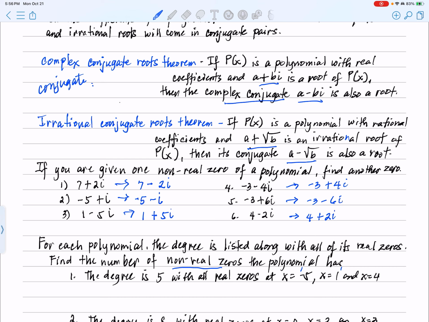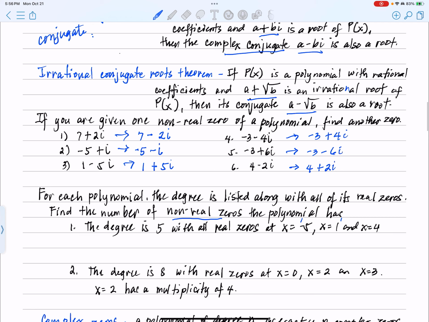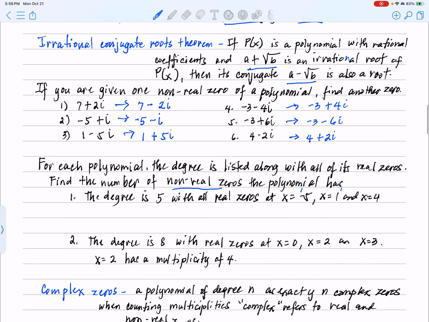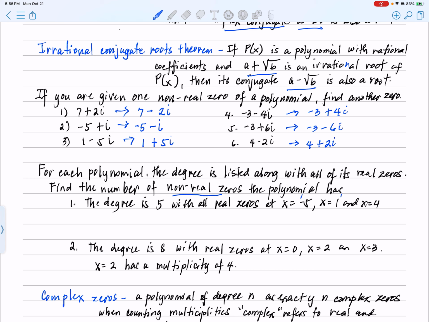So in other words, if you are asked to find the other root of an irrational number or term, all you have to do is conjugate the roots, and that is what we call the irrational roots. For each of the polynomials, the degree is listed along with all of its real zeros.